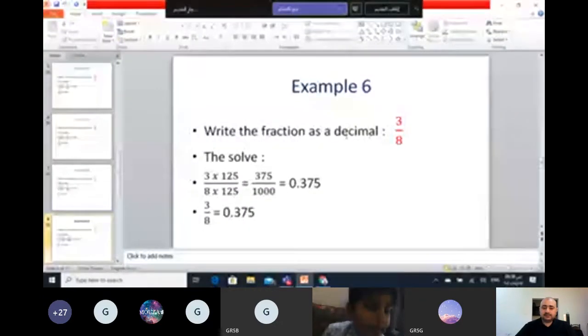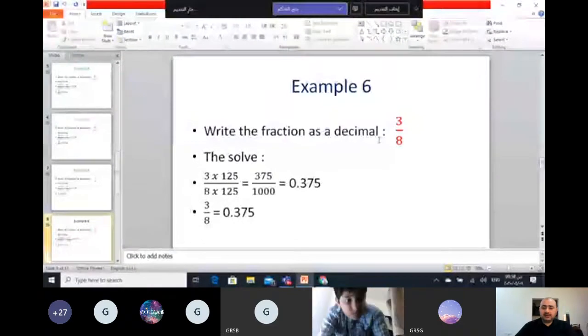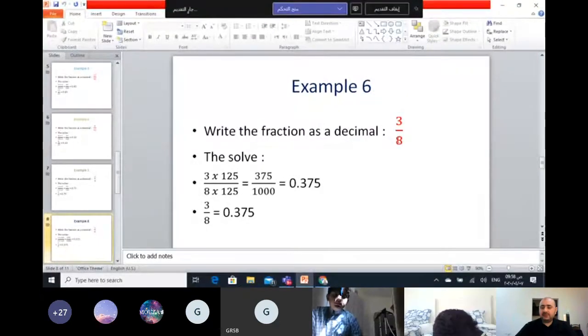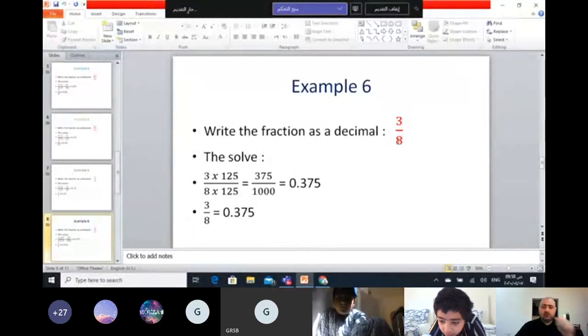Example 6. Write the fraction as a decimal. We have this fraction 3 over 8. We cannot convert directly because the denominator here doesn't have a power of 10. So what I do is try to change 8 to a power of 10. Try to change 8 to 10 or to 100 or 1000.